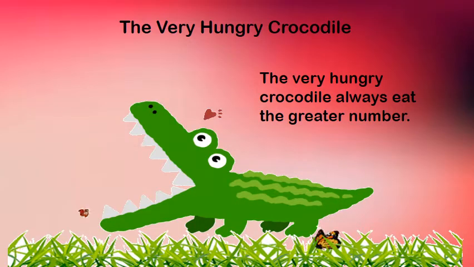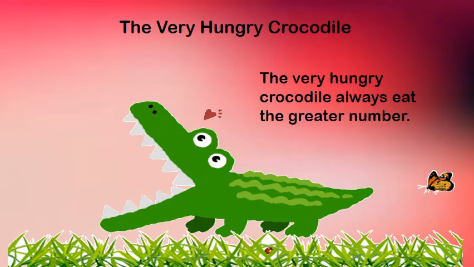Alright, my dear students, in relation to our concept a while back, why is the boy in the middle taking the 6 mugs instead of the 4 mugs? The same here, we have a friend, the very hungry crocodile. The very hungry crocodile always eats the greater number. So they always take the bigger number or the greater number.